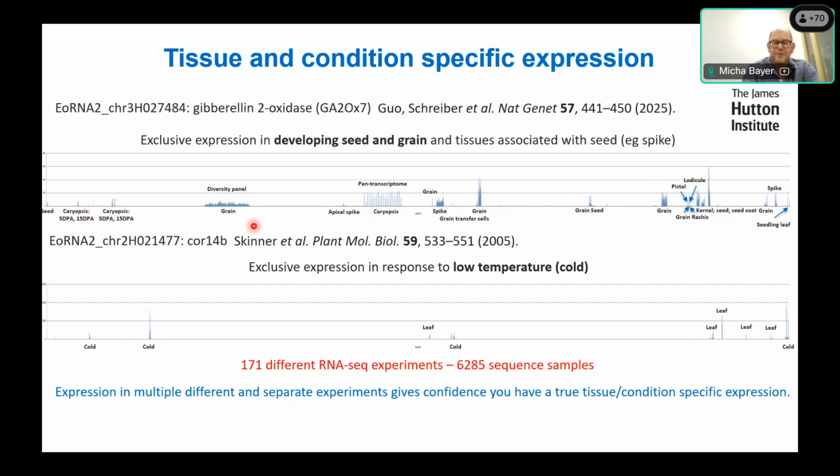Similarly, examples where we're looking at abiotic stresses, for example. In this case, I use a well-known cold response gene called 14B, which is very exclusively expressed in response to low temperature. And again, you can pick out all the different examples of genes that are responding to the cold. So using EORNA2 in this way, using the multiple different and separate experiments, gives you real confidence you have true tissue condition specific expression, and it's really valuable on its own just for that.